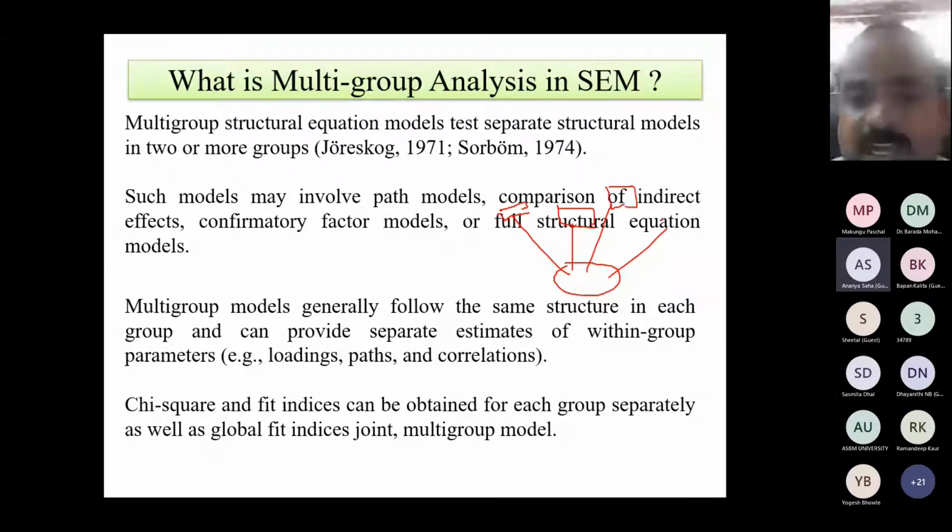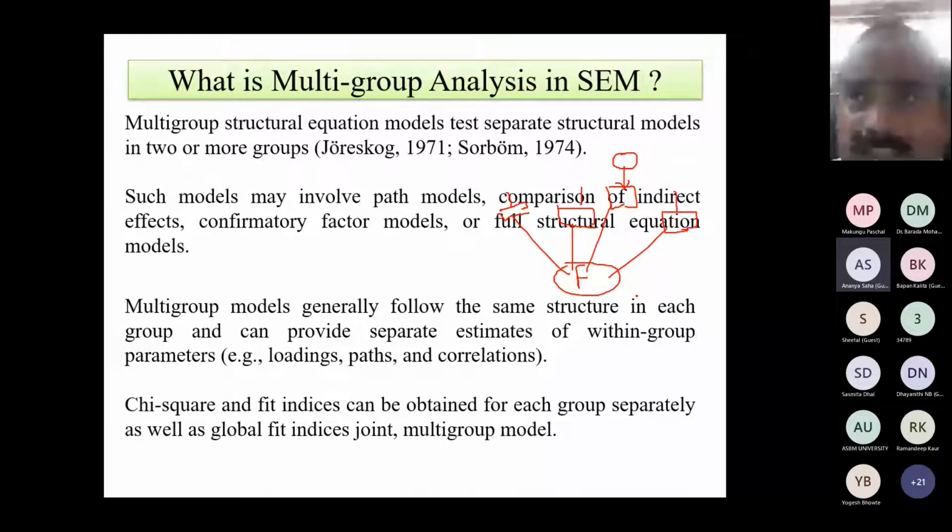In AMOS, we say it is reflective in nature, so there are error terms. This is the latent variable, or we can say construct, or factor. Now the question is, in our sample, both male and female are there.